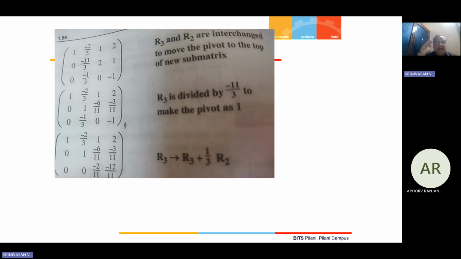We just ensure that it is the largest after taking the absolute value. If it is there already in the second row, well and good. If it's not there, you cannot go back to R1 now. You only have to interchange with R3. That's all. Now, again, R3 is divided by minus 11 by 3.